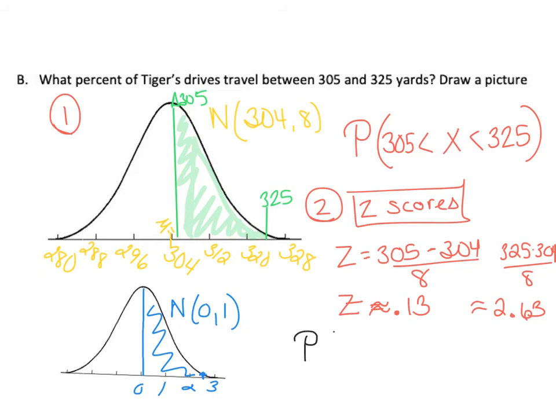So now, when I go to Table A, I'm going to be finding the probability that my z-score is between 0.13 and 2.63.